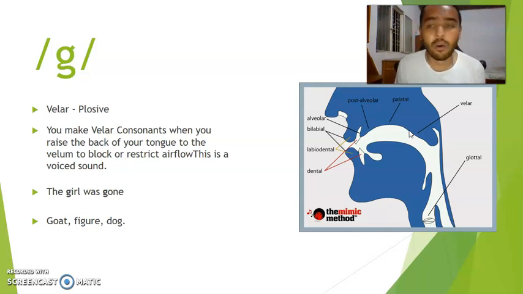For example, the goat was in the grass. The action figure was broken by my nephew. The dog ate his meal, his food.